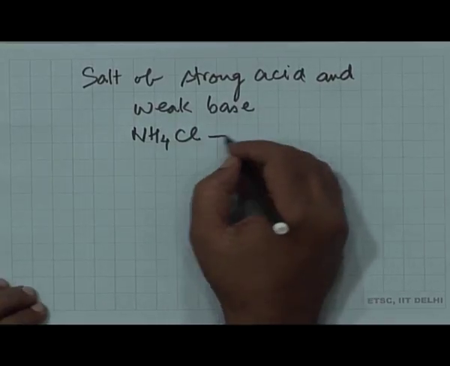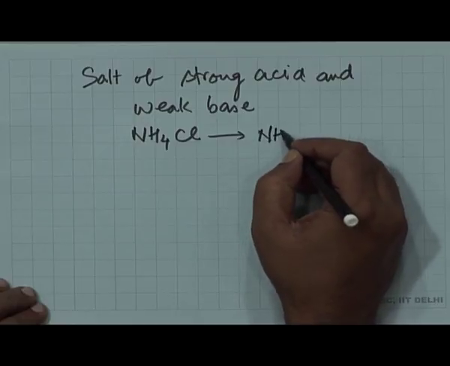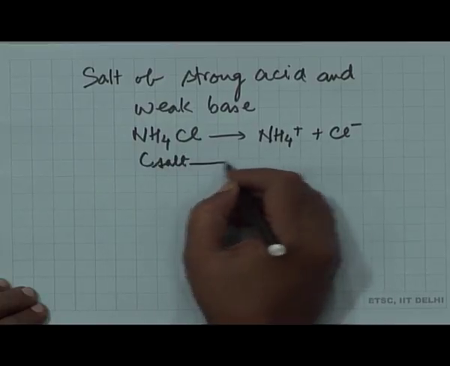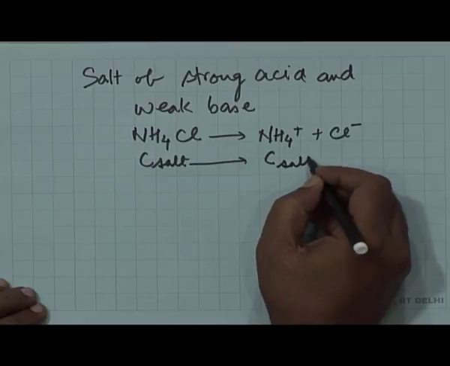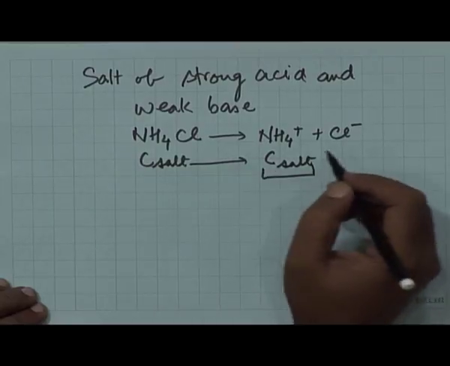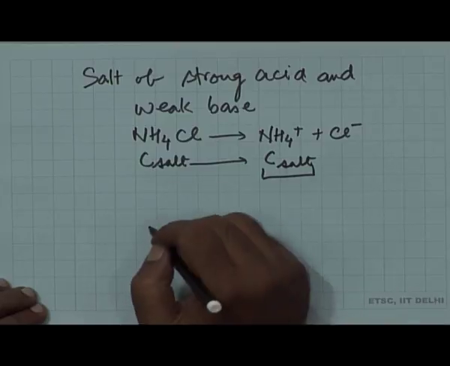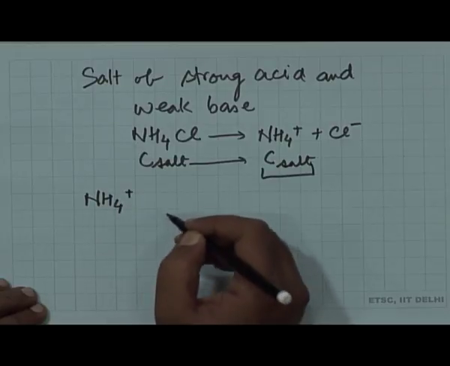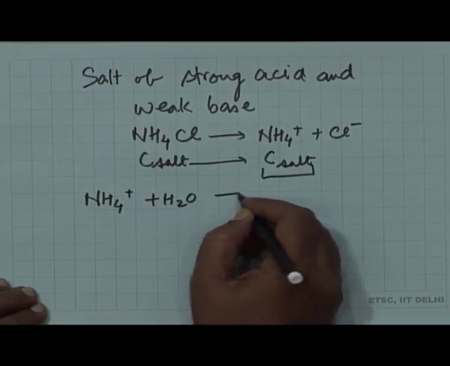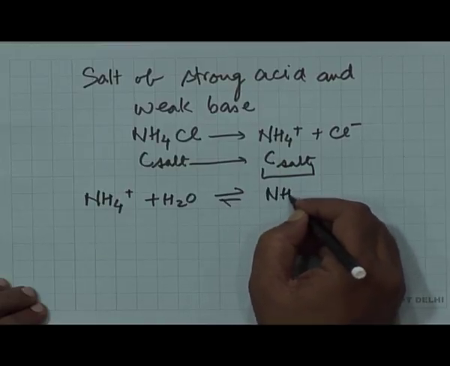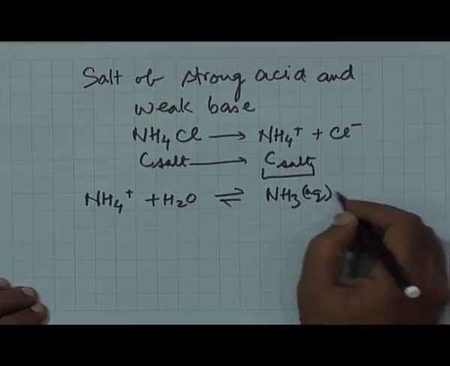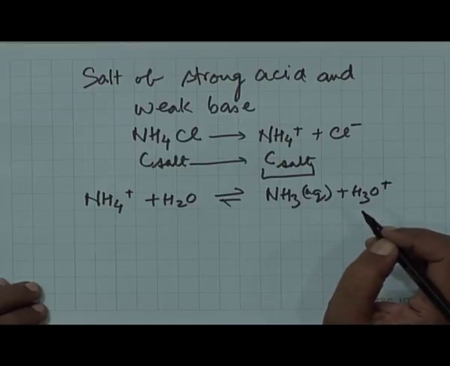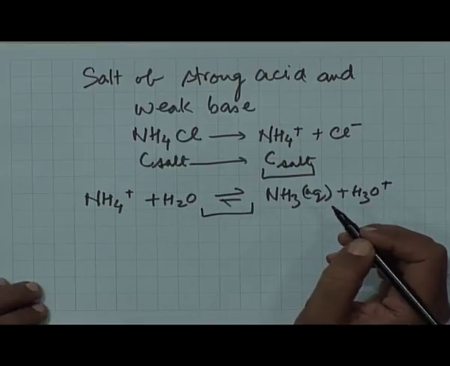Again, this is a soluble salt. When we put it into the solution, it will break completely. So, this is your salt concentration C, then the concentration of NH4 plus will also be equal to C. Basically everything goes to NH4 plus ion. Now, NH4 plus ion with water will give you NH3 aqueous plus H3O plus. This is your reversible reaction.